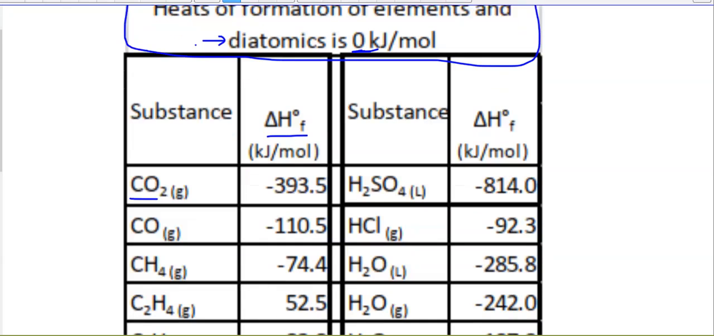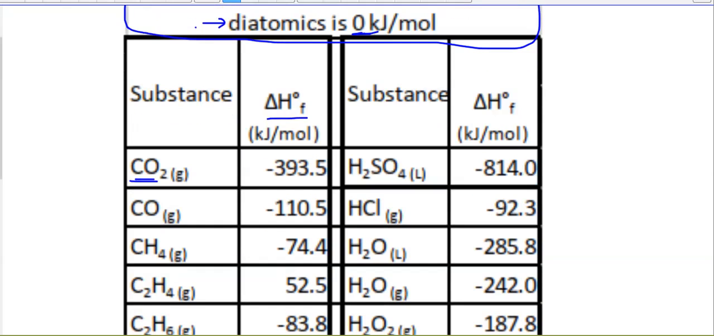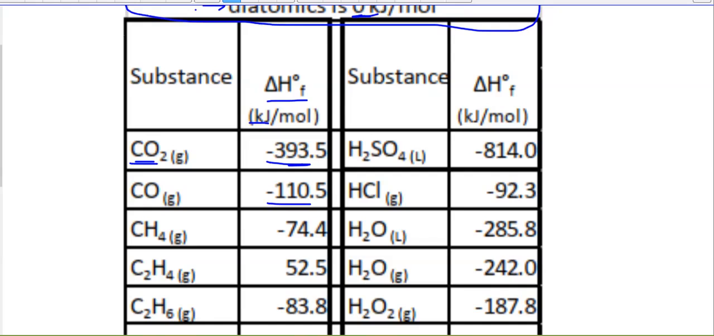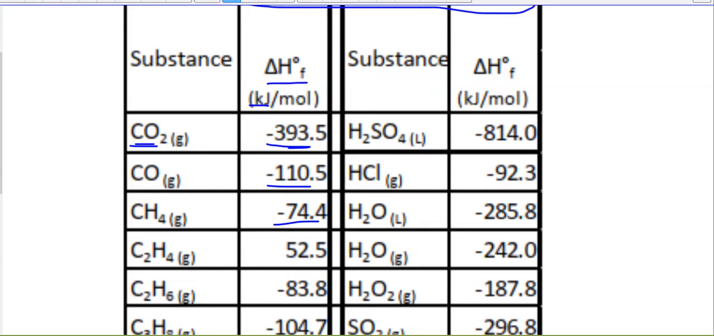You'll notice that a lot of them are negative. So in order to make carbon dioxide, when you add your carbon to your oxygen, you're actually going to release 393.5 kilojoules of energy for every mole of carbon dioxide that you make. So this would be an exothermic reaction. Carbon monoxide releases less energy. Ethane releases less energy. Ethene, right, actually is an endothermic reaction. So it's one of the few on here that are actually endothermic.